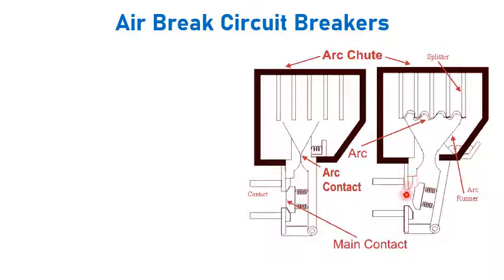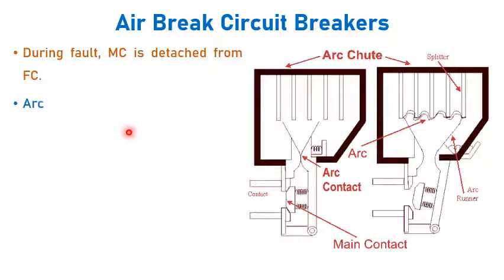And in this picture the contacts are shown open. You can see the difference here. The moving contact is detached from the fixed contact, and the arcing horns also opened. So during normal condition, both the contacts will be in closed position, and whenever there is a fault, the moving contact is detached from the fixed contact like this. Now the arc is struck between the contacts. So here the arc will be struck between the arcing contacts like this.